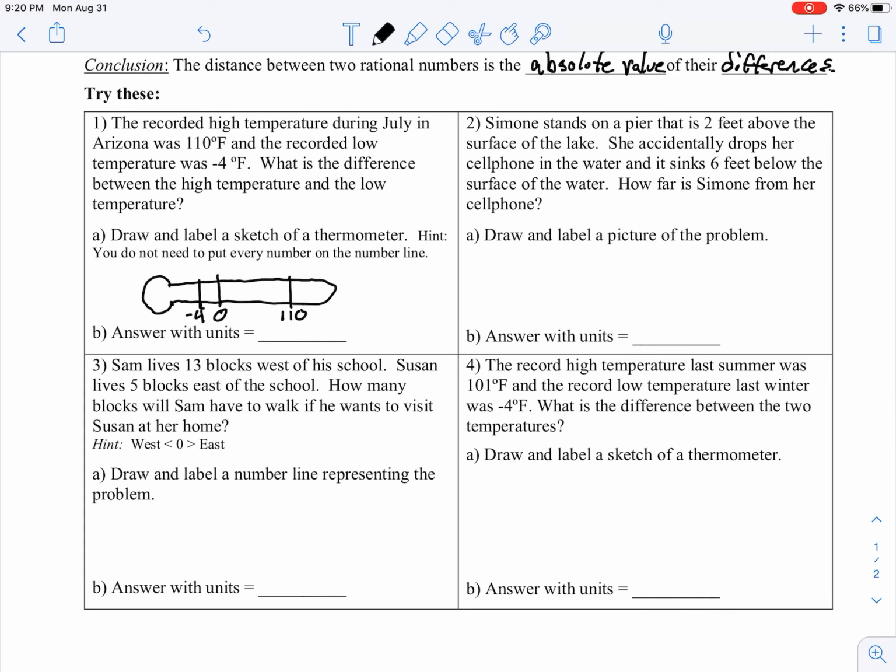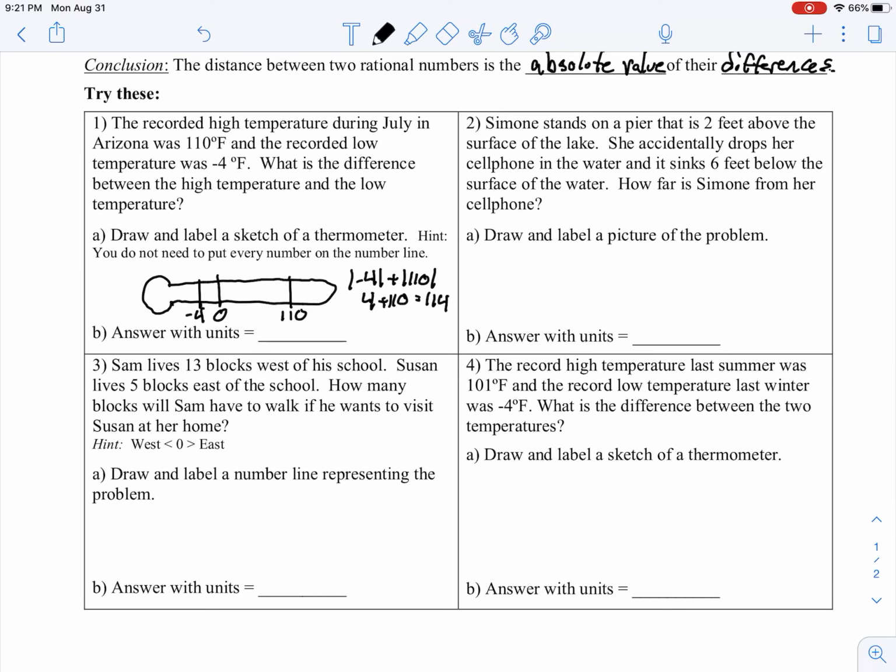So how are we going to find that difference? Well, all we need to do is take our distances. There's a couple ways we can do this. We can take the absolute value of -4, and that's going to be the distance from -4 to 0, and tack on our absolute value of 110. So this ends up being 4 plus 110, which is 114.